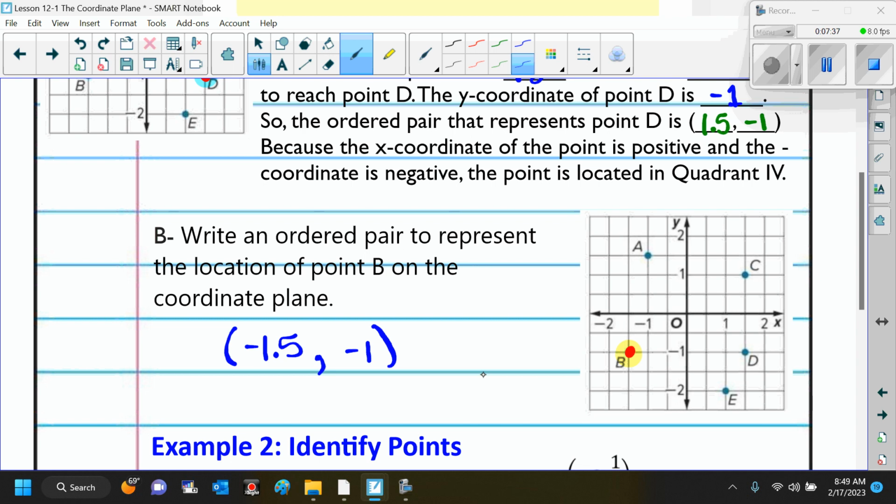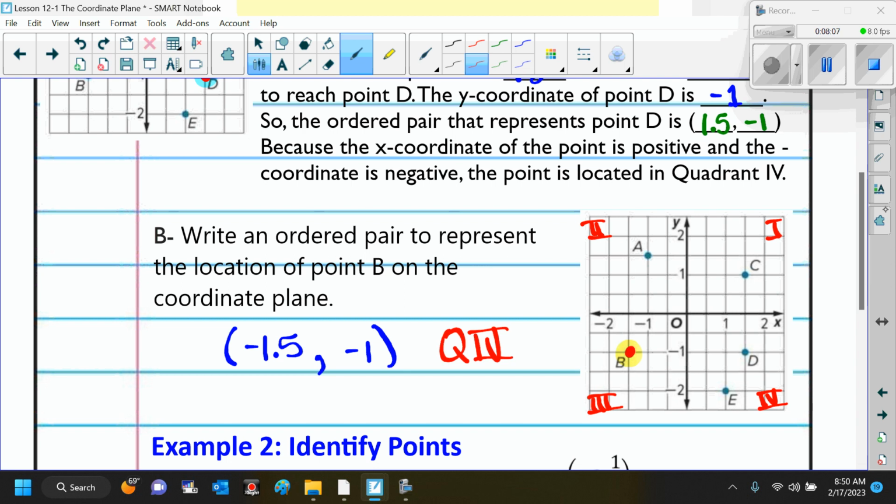Now, where is it located? This is located in quadrant 1. Let's see. This is 1, 2, 3, and 4. So B is in quadrant 4. Q, 4. Don't forget, when we're labeling our quadrants, we use the Q for quadrant, and we're using the Roman numerals.